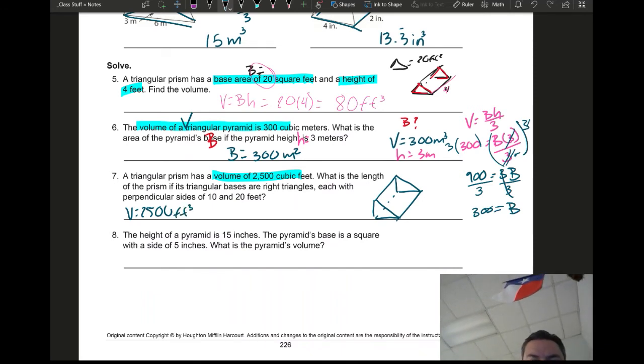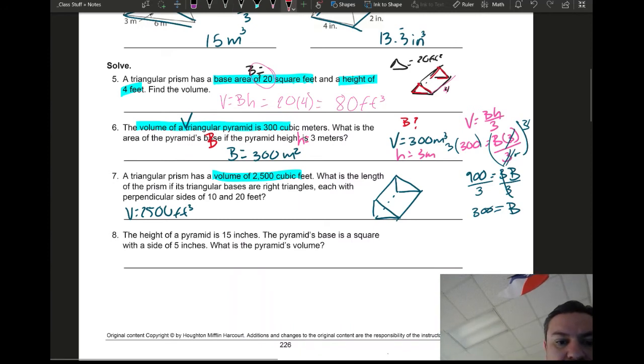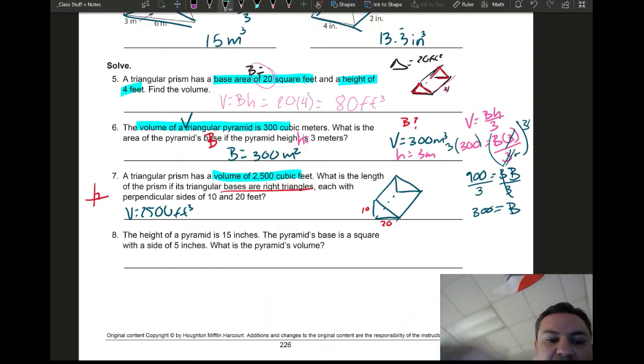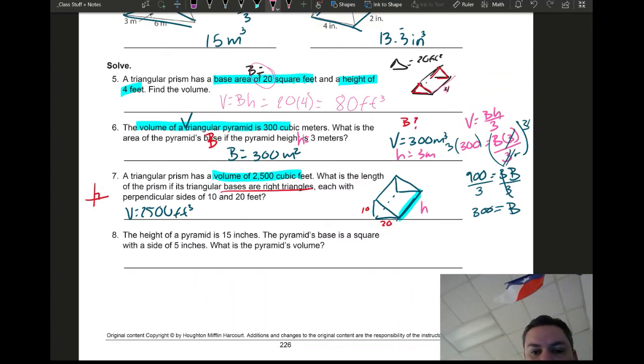It says the bases are right triangles with each perpendicular sides. Perpendicular means that they cross. Okay, so this is 10 and 20. And then we're looking for the length of the prism, or the height of the prism. This right here, this is what we're looking for. So we're looking for H.